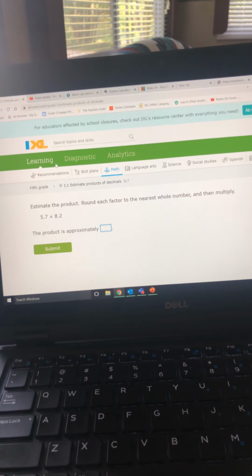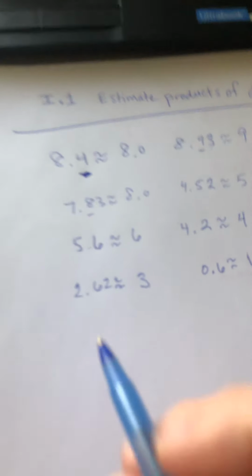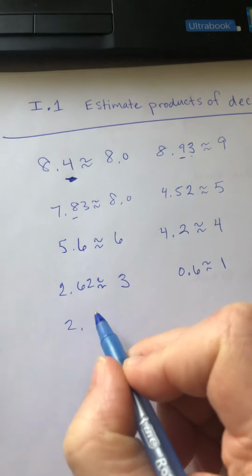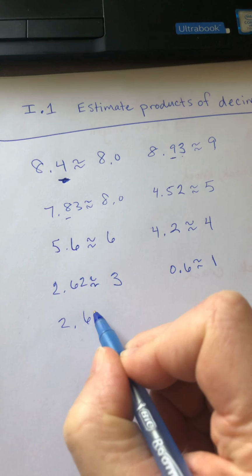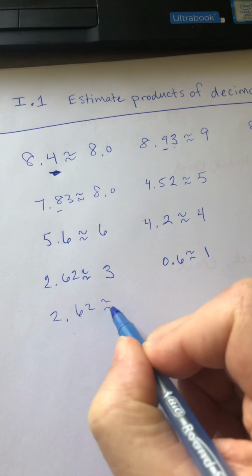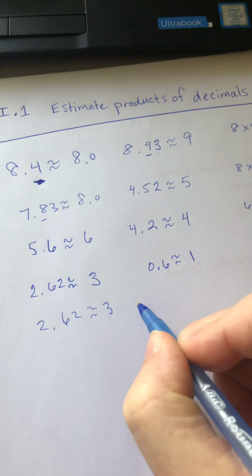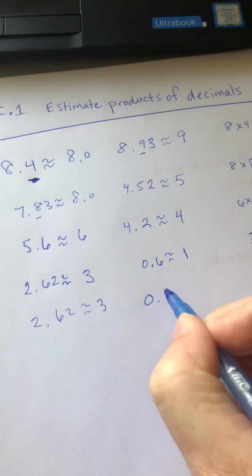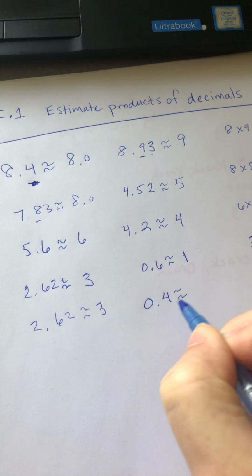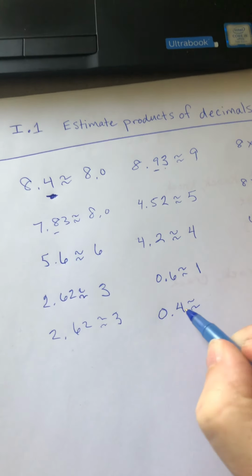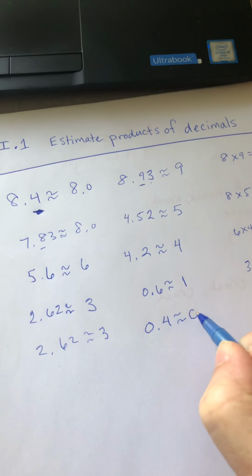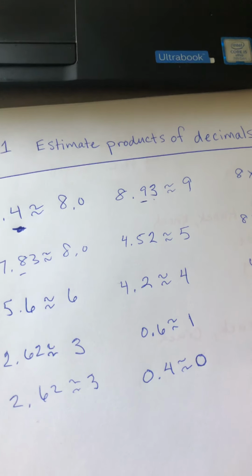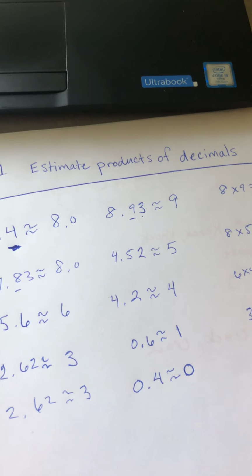Maybe it's in the next lesson. But let me just show you one. Let's just make one up. Let's just say that this was 2.62. That's approximately 3. And let's say that was times 0.04. So 0.4 you would round down, right? So that rounds down to 0. Then you have the product of 3 and 0 is 0.